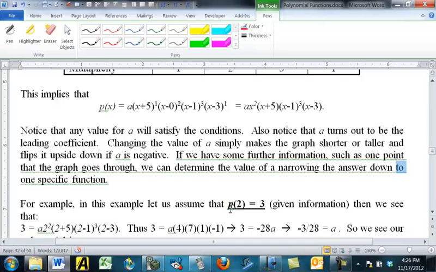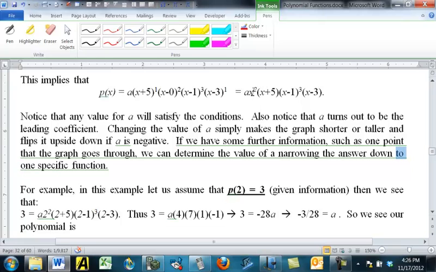So, for example, if we know p of 2 is 3 for this particular function, I can hit this everywhere there's an x, put in 2, which you see I've done right here. And where there's a y, or p of x, I put 3. And then I simply work this out.